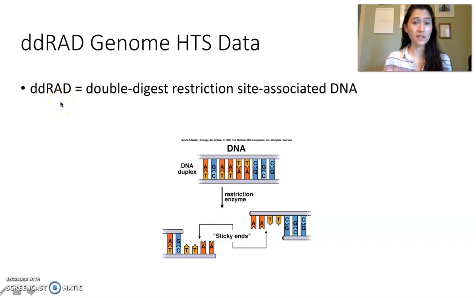What does ddRAD stand for? It stands for Double Digest Restriction Site Associated DNA. Again, that's because the method that's used to cut up the genome into smaller pieces is restriction enzymes. So that's what's shown here. That's where the name comes from for this particular sequencing technique. Restriction enzymes are used in preparation of the samples before you actually do the high throughput sequencing.